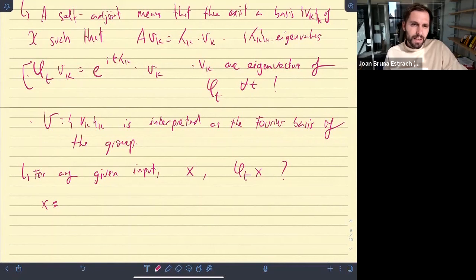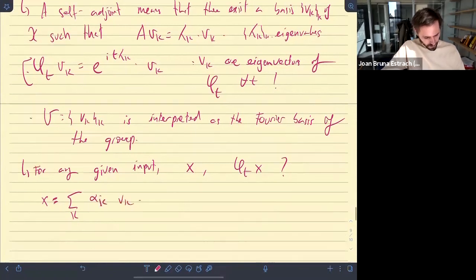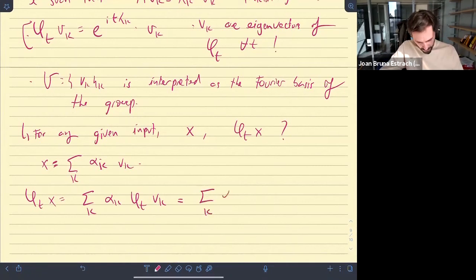Well, the group is defining a linear representation, right? So I need to use linearity here. X, I can decompose in my eigenbasis with certain coefficients. And now I can simply say that the group acting on X is the sum of alpha k, the group acting on each of the eigenvectors. Now I can apply the definition, what I just got before: alpha k times e to the i t lambda k.